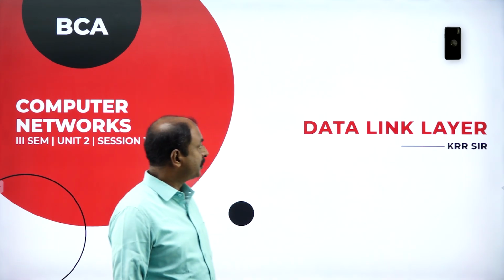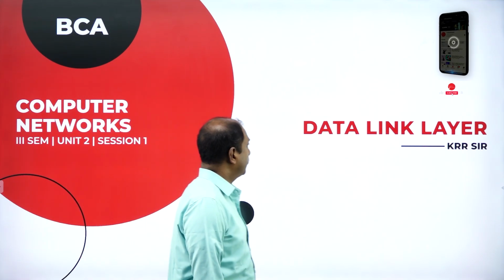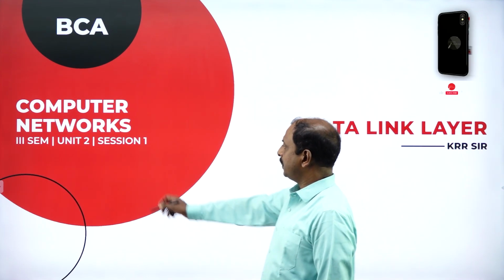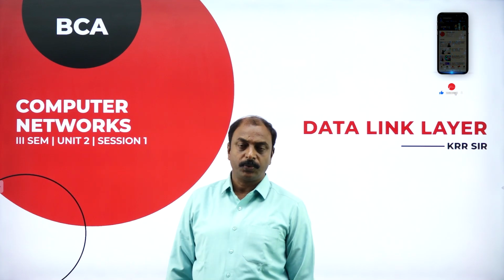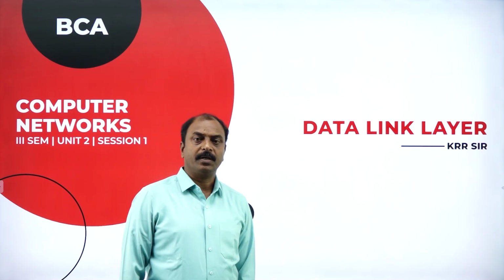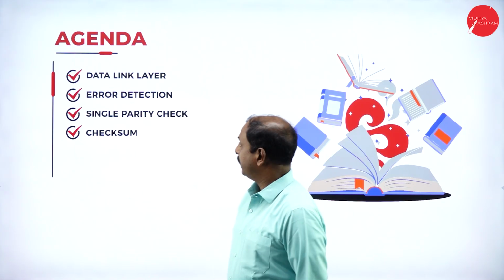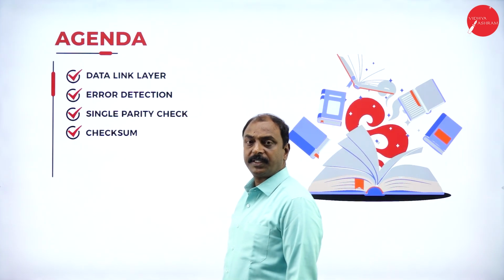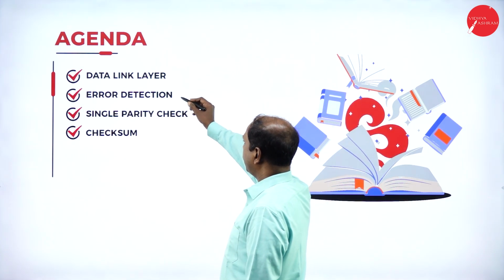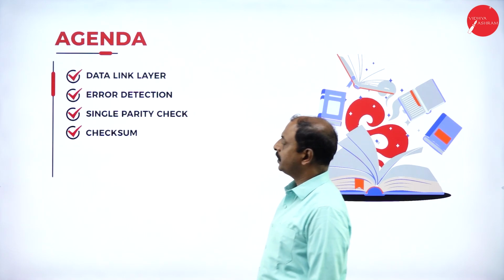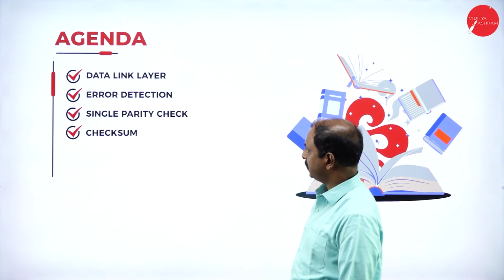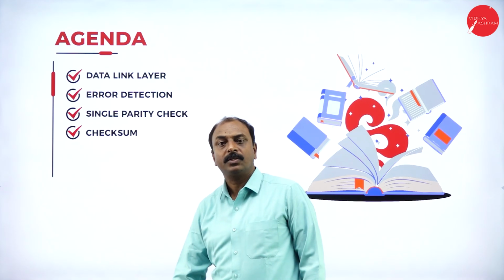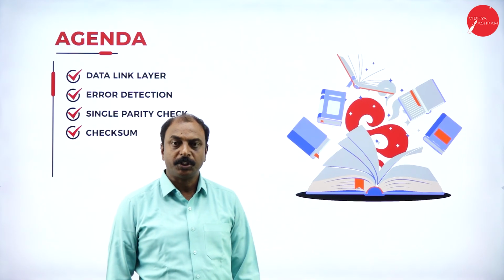Students, let us start our discussion with the concept of data link layer. It is in Unit 2, the chapter is data link layer. In this session, we are going to talk about the data link layer, what its responsibilities are, and the types of error detection during data transmission. There we have single parity check and checksum. These are the concepts to be discussed in this session.